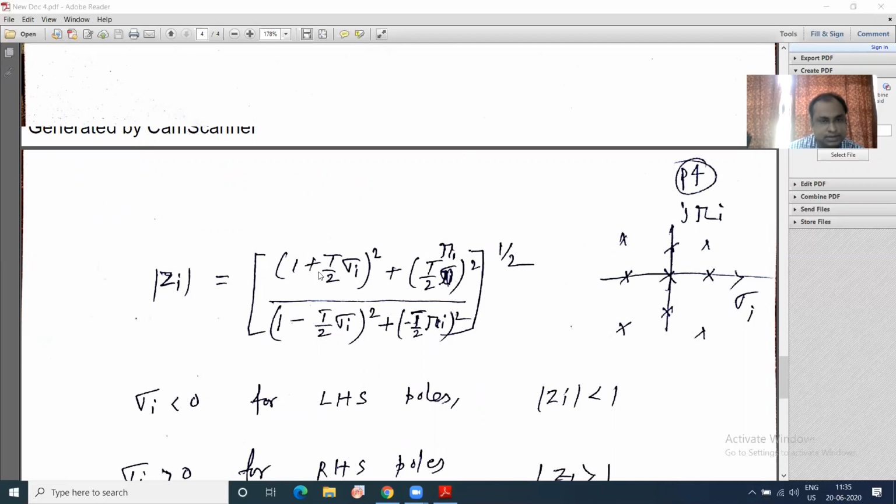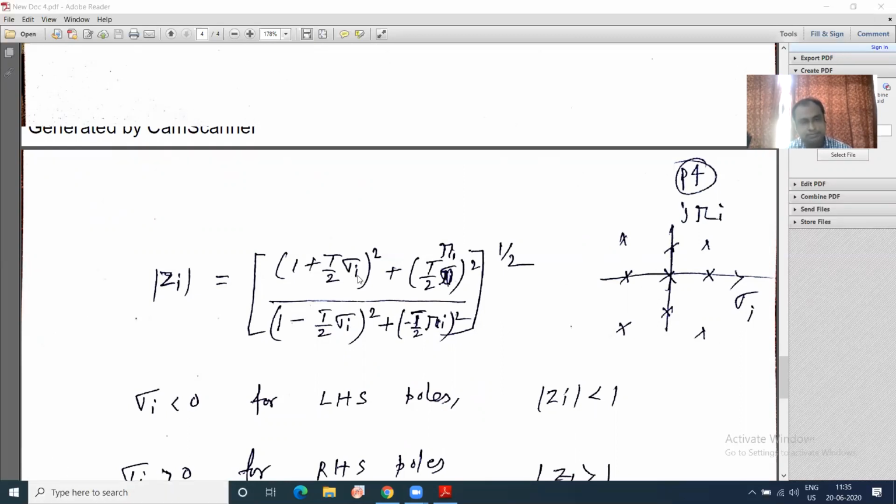See, this is negative and this becomes positive. Then what is the ratio? Tell me, what is the ratio? Less than 1. What I'm saying, this is negative.